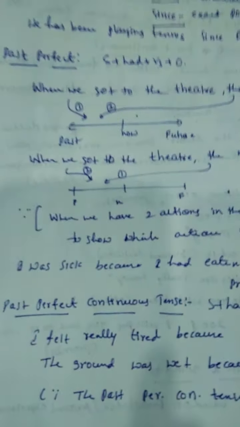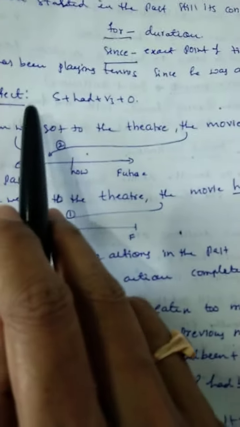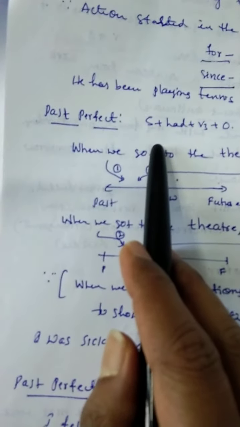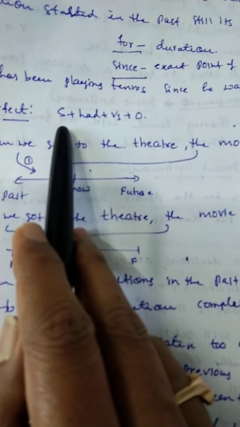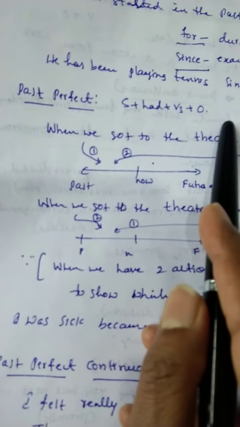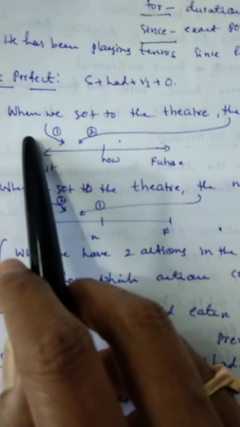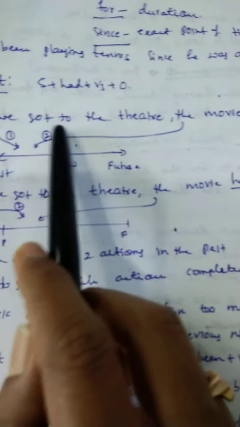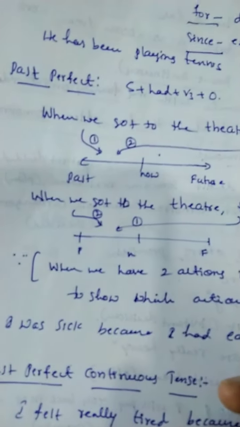Then we see past perfect tense. Now we'll see past perfect tense. The structure of the past perfect tense is subject plus had plus V3 form plus object. The example I have given: when we got to the theater, the movie started.